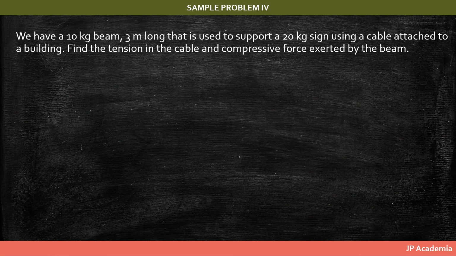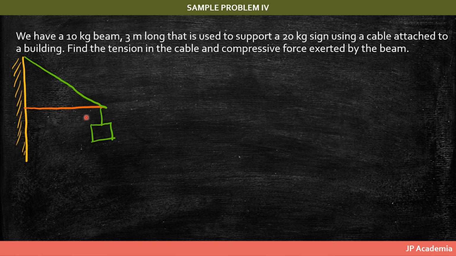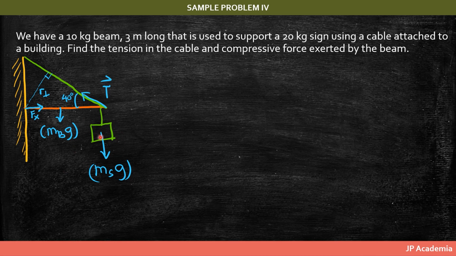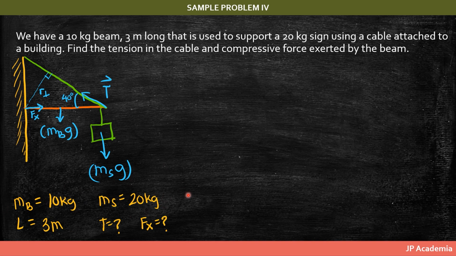So let's try this last problem. We have a 10 kilogram beam, this one, and 3 meters long, that is used to support a 20 kilogram sign using a cable attached to a building. So this one, the green. Find the tension in the cable and the compressive force Fx exerted by the beam. So this is the illustration, and we have the following values. And we need to find the tension T, this one, and this compressive force Fx.